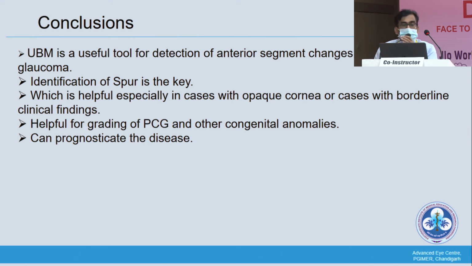So in conclusion, UBM is a good tool for detection of anterior segment changes in congenital glaucoma. Identifying the scleral spur is the key. UBM is helpful especially in cases of opaque cornea or cases with borderline clinical findings, helpful for grading of PCG and other congenital anomalies, and it can even prognosticate the disease.